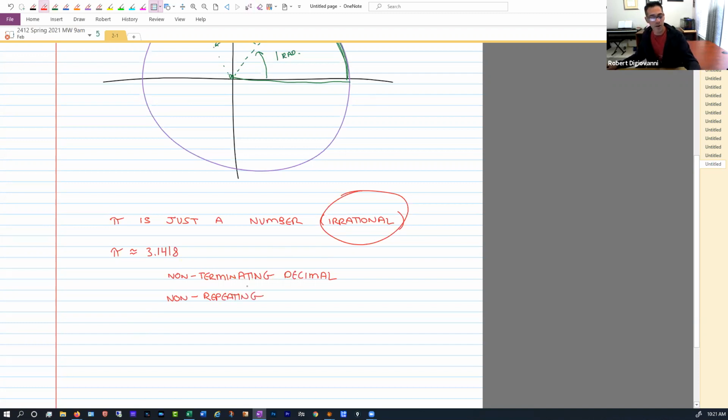That's what makes a number irrational: when you write it out, it has a decimal that never stops, and there is no pattern to the repetition of numbers. It's always changing. So when you take the fraction 1/3 and write it out, it's 0.333 forever. This is not irrational because even though it never stops, it is non-terminating, it does repeat. And so this is not irrational.